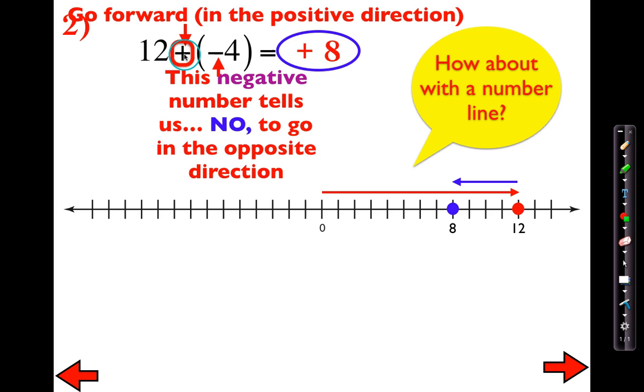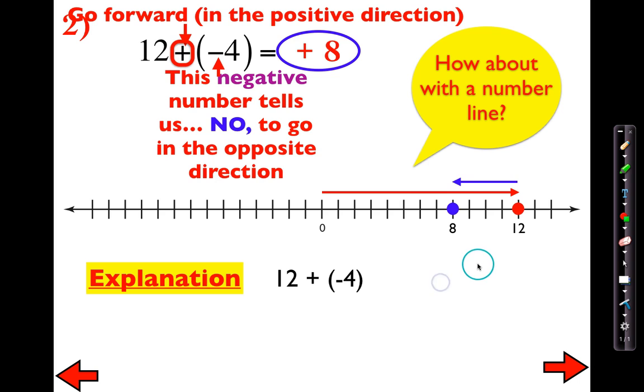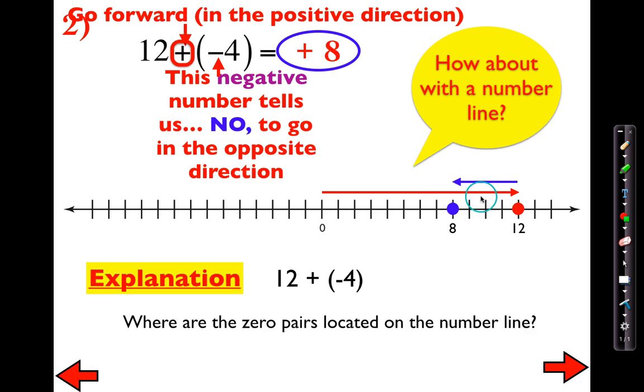So once again, plus means we're going to move forward. But if you see a negative, that means, nope, you need to go in the opposite direction. So I was originally going forward, but because of this negative, I had to switch my direction and go left instead. So I had to go backwards. Again, how many zero pairs are there on this number line? You're going to look for the overlap. So here's my overlap. How far was the overlap? Well, there's 1, 2, 3, 4. So I would say there were 4 zero pairs.